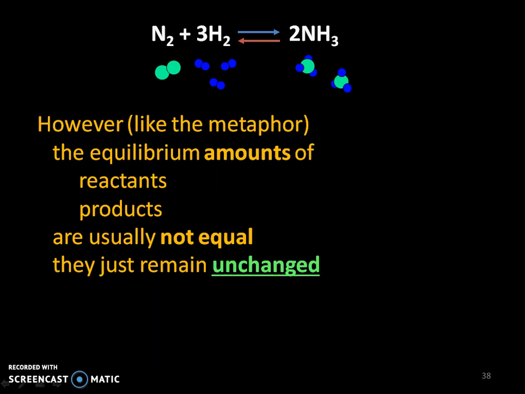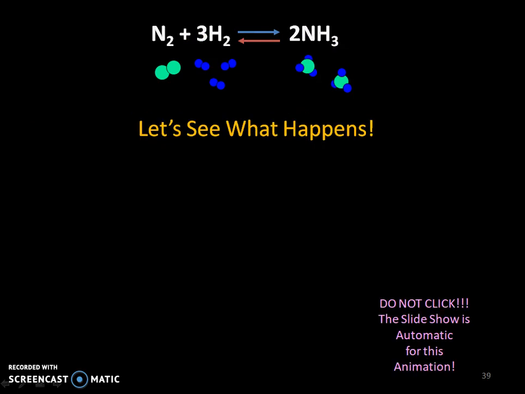However, like the metaphor, the equilibrium amounts, just like I was saying, of reactants and products are usually not equal. They just remain unchanged. So in this case, again, if we're looking at the moles and those coefficients, it's 4 moles on the left and 2 moles on the right. So again, it's not going to be the same amount of reactants and products all the time.